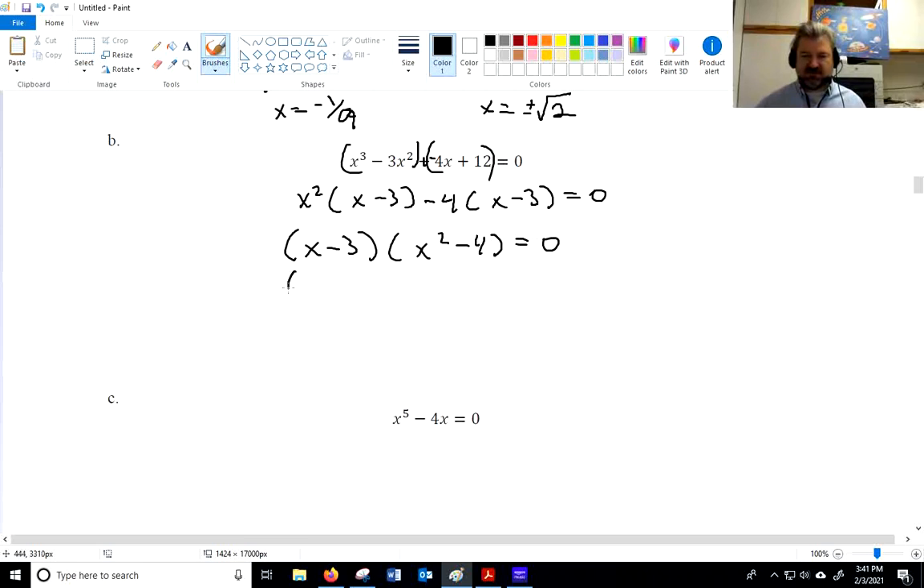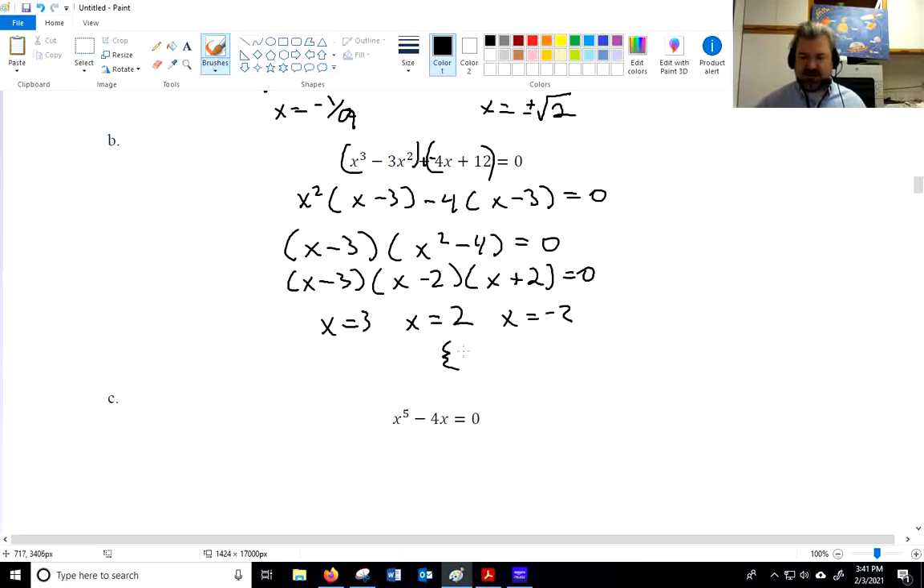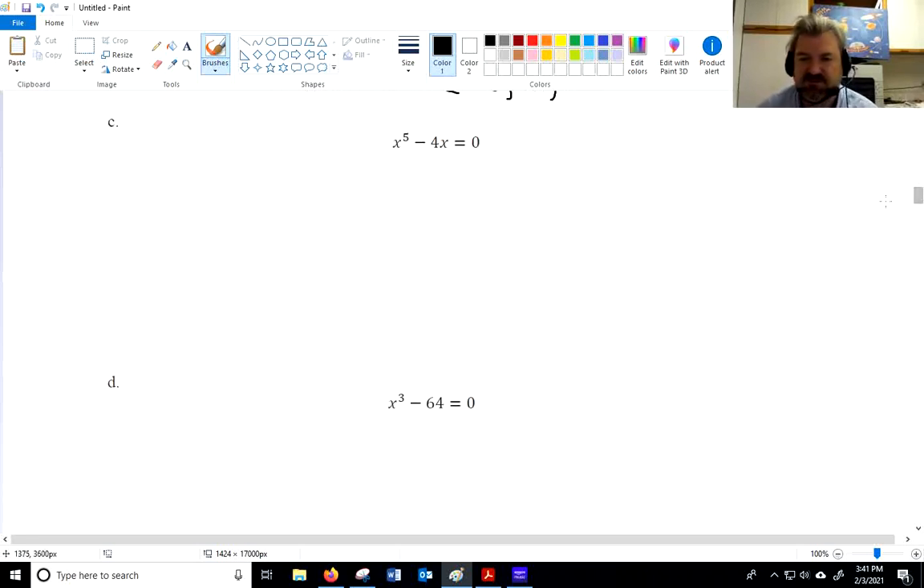And x minus 3 equals 0. This is wonderful because I can factor x squared minus 4 as a difference of 2 squares. And so it's easy to see our solutions are 3, 2, and negative 2. Some nice integer roots for us there. Very nice. All right, let's do x to the 5th minus 4x equals 0.